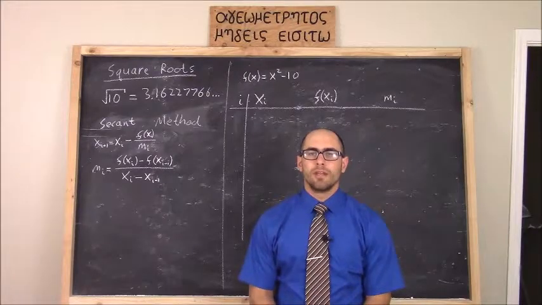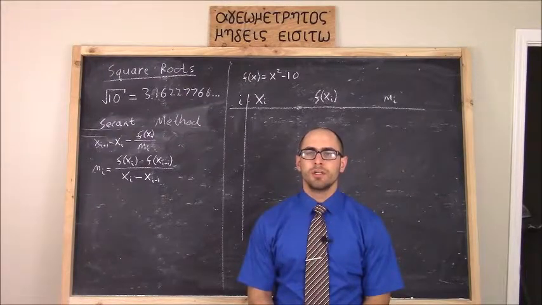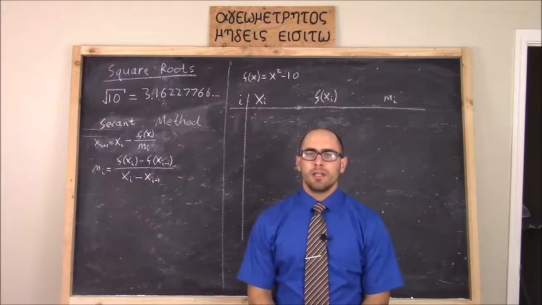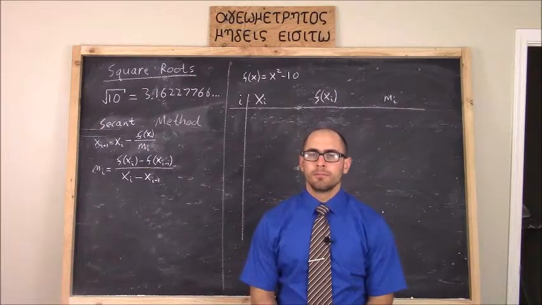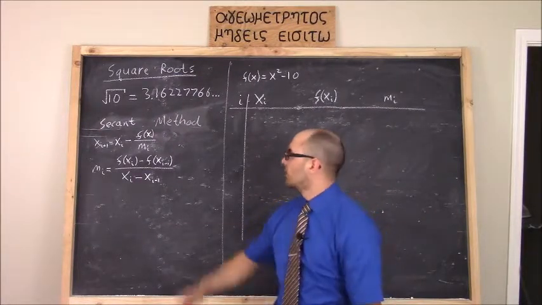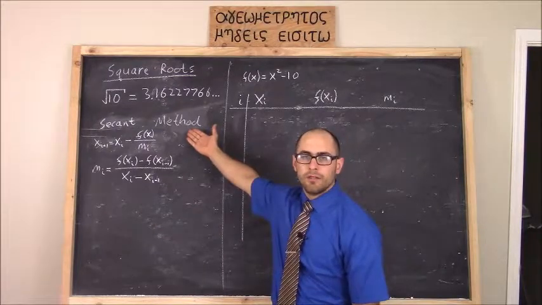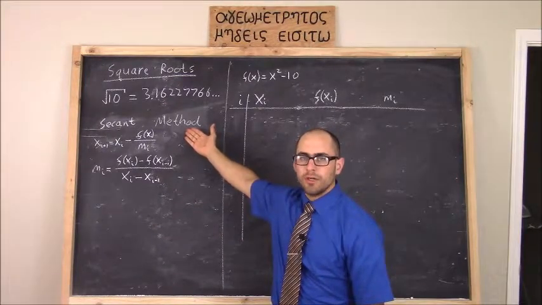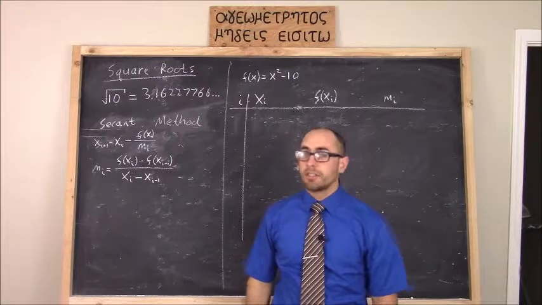Welcome back to another lesson in which we continue our studies of finding square roots, and more broadly, studying root finding algorithms. Last time we talked about Newton's method. Today we will talk about the secant method, which is in fact very similar but different in significant ways.